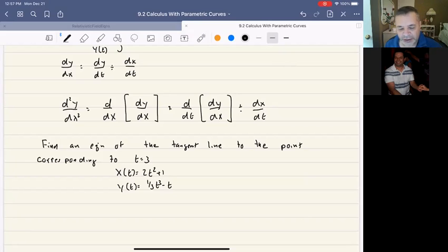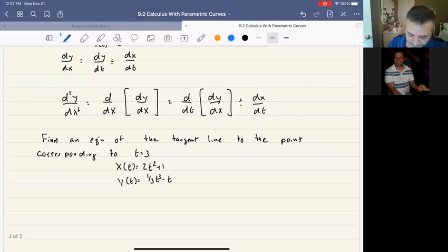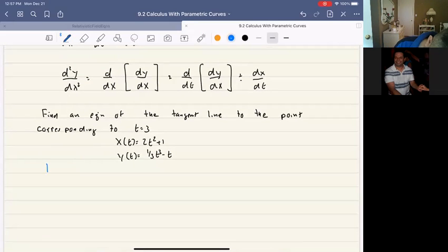We actually have two different ways to look at this. There's the way that we're doing today, and then there's the way that we did in the last set of videos. So let's do them both. For both approaches, we're going to need to find x of 3 and y of 3. So let's do that first.